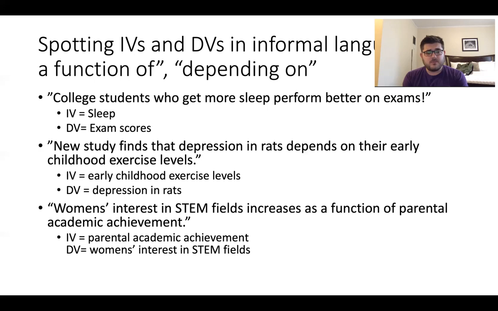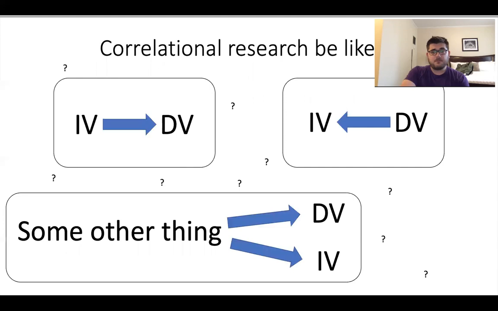Women's interest in STEM fields is the dependent variable. You want women to be more interested in STEM fields. There's a critical shortage of women in STEM fields. That's science, technology, engineering, and mathematics fields. How do you get women more interested in STEM fields? What might be the cause? What might be the independent variable? Might be parental academic achievement. So if your parents have a bachelor's degree or higher, then your female offspring are more likely to be interested in STEM, according to this headline.